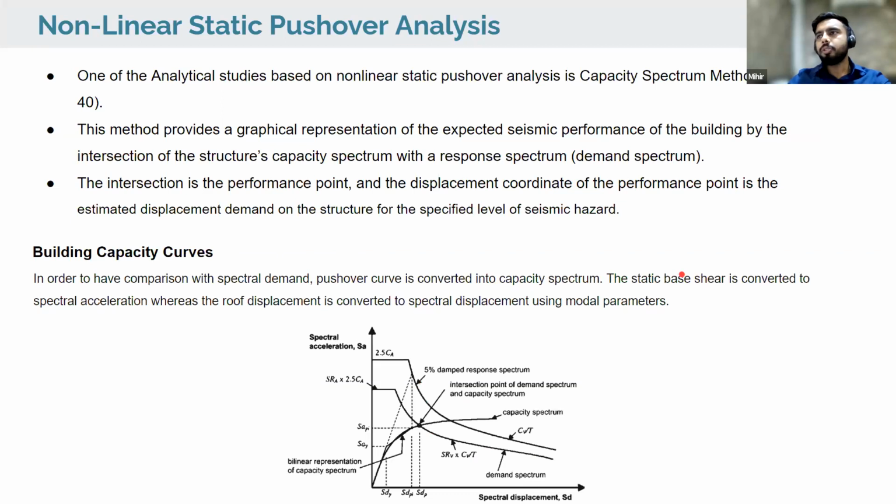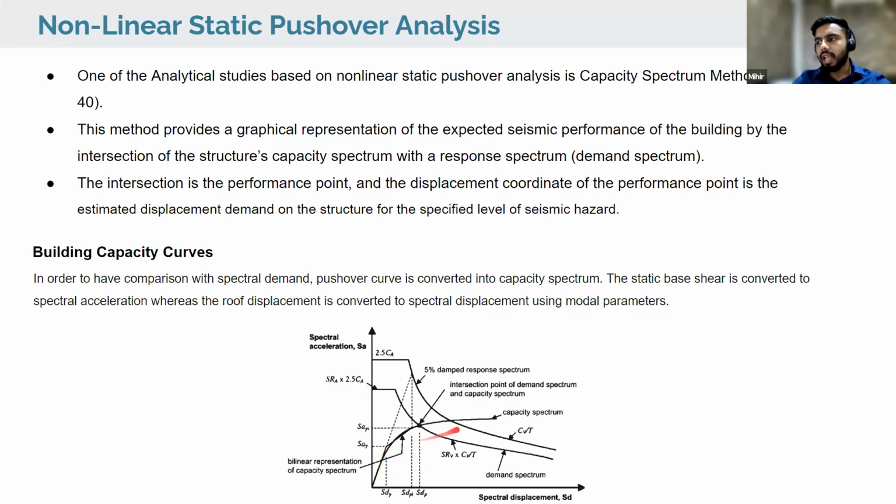So if we talk about the pushover curve, you must have heard that using it we get the performance point. There are different approaches to get the performance point. One of the analytical approaches is the capacity spectrum method, ATC-40. This method provides a graphical representation of the expected seismic performance of the building by the intersection of the structure capacity spectrum with the response spectrum, which is the demand spectrum. As I mentioned, we have the capacity spectrum from the pushover analysis, and we get the demand spectrum for that specific structure at that site. The intersection point is called the performance point.